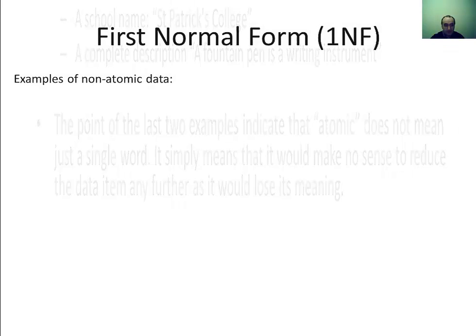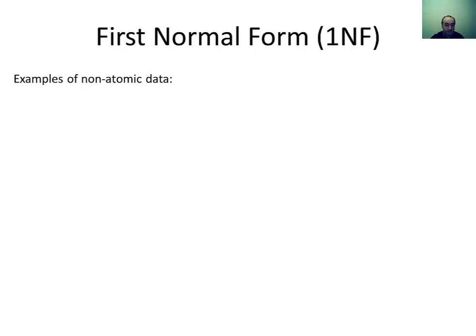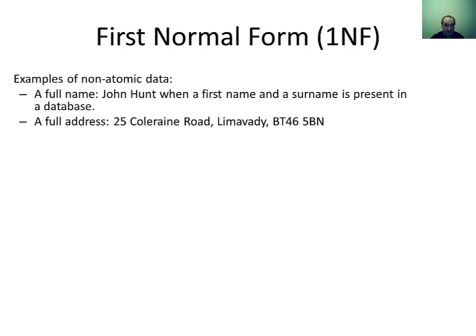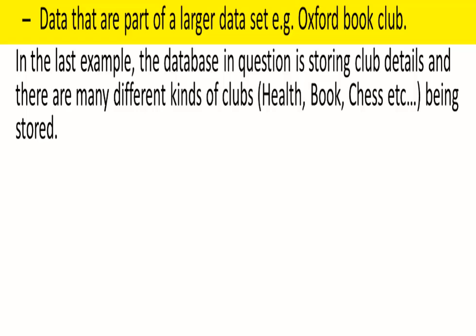Examples of non-atomic data are a full name, a full address, data that are part of a larger data set, for example Oxford Book Club. In this last example, the database in question is storing club details, and there are many different types of clubs, elf, book, chess and so on, being stored.